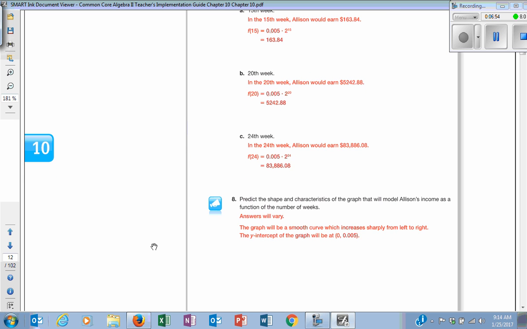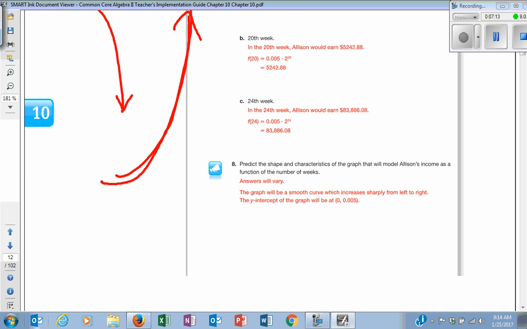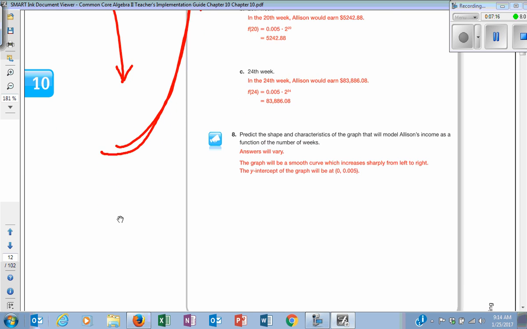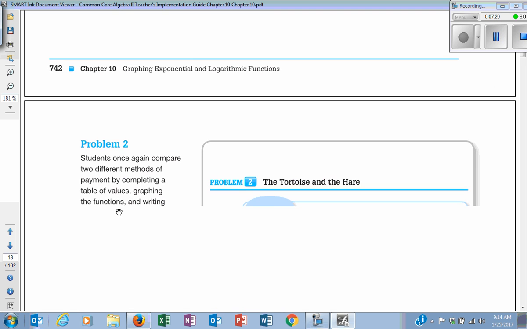All right, so they're asking you to predict the shape. It's going to look something like this because what it does is it just starts jumping up. These are exponential. They can either jump up, or they can go down. Half-life is going to have this type of idea.